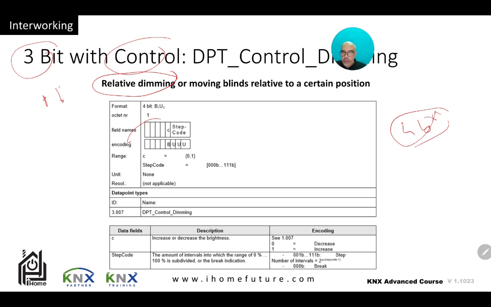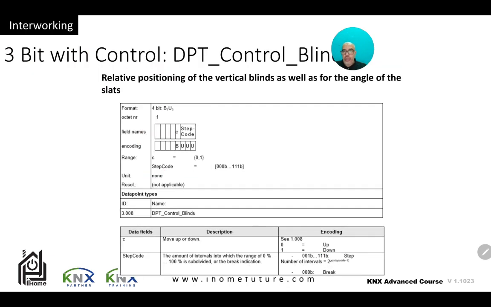So 3 bits are for the data. It doesn't have a unit. And then if this one is 0, then I'm decreasing. If the fourth bit is 1, then I'm increasing. Okay, very good. Same thing for the shutters. I have 3 bits for the relative shutters, and 1 for whether it is up or down.